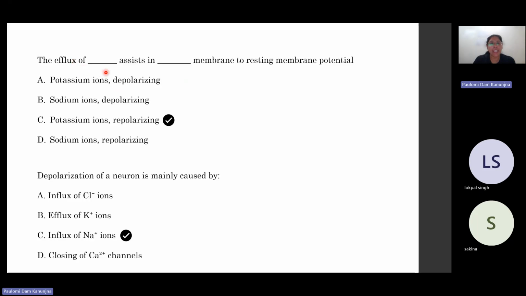Efflux. In my previous session, I told you efflux is basically outside. In the coming days also, as you study terms like afferent, efferent, wherever you see the E, always remember E is for outside. It basically means moving outside. So here, efflux: what is moving out of the cell? Because we know sodium is coming inside the cell. So what is moving out? Potassium is moving out. And when potassium moves out, you have repolarization, right? And when you have depolarization, that's the opposite.